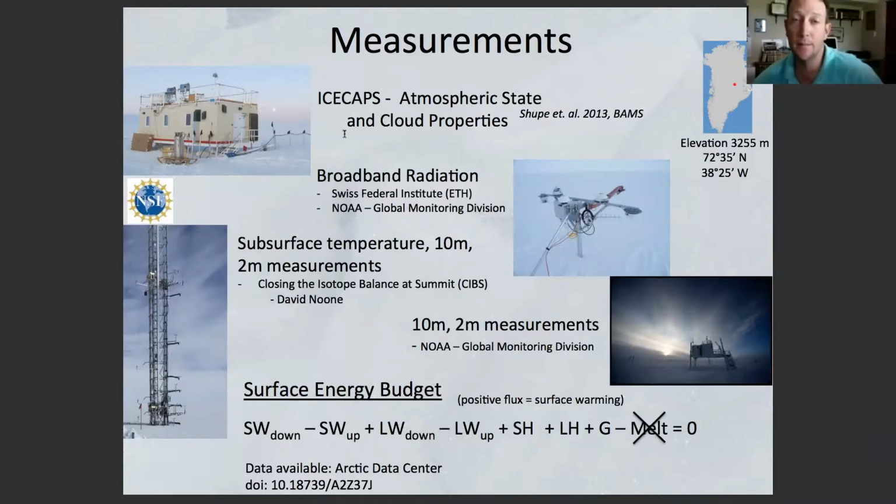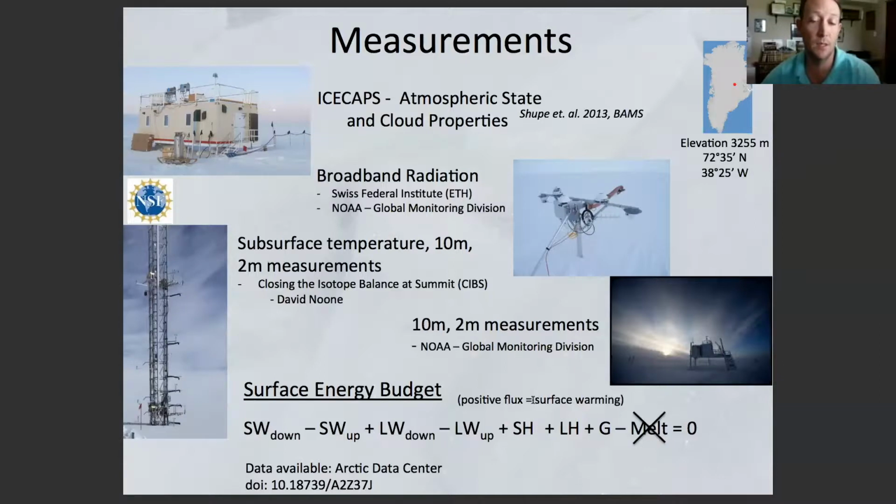ICECAPS is able to measure the atmospheric state and cloud properties above the ice sheet. We also have broadband radiation measurements, able to measure the upwelling and downwelling shortwave and longwave components of the surface energy budget. Those are made by the Swiss Federal Institute, as well as NOAA GMD. And then David Noone's project has some nice measurements on this 50-meter tower, subsurface temperatures, as well as 10 and 2-meter wind, humidity, and temperature, with some overlapping measurements, again, by NOAA GMD.